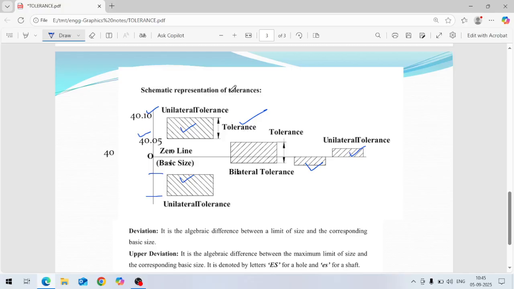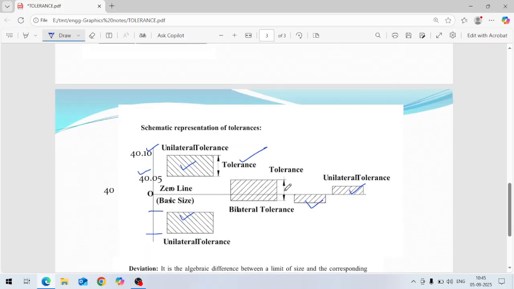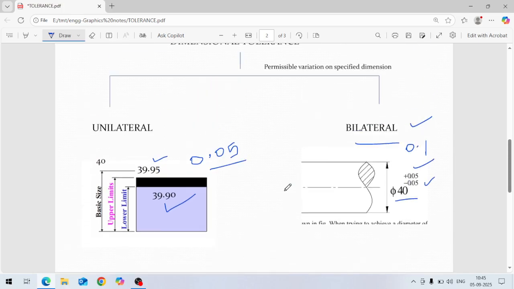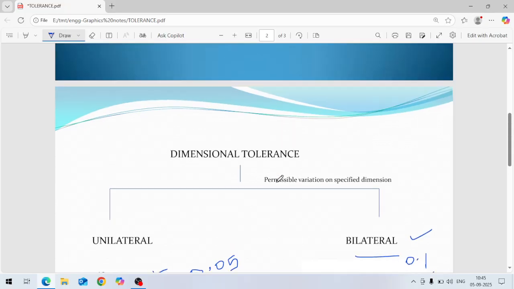So this way we can define the tolerance zone. What is the tolerance zone? What is bilateral tolerance? What is unilateral tolerance? I think it is clear to you. These are the limits: upper limit, lower limit, basic size, and this is bilateral: 40 plus 0.05, 40 minus 0.05. So this way we can define all the tolerances.